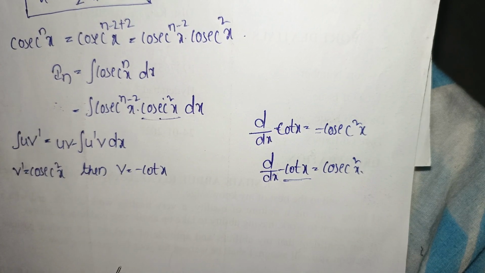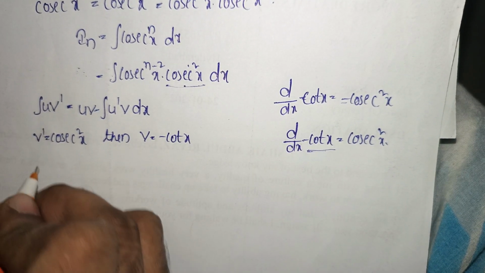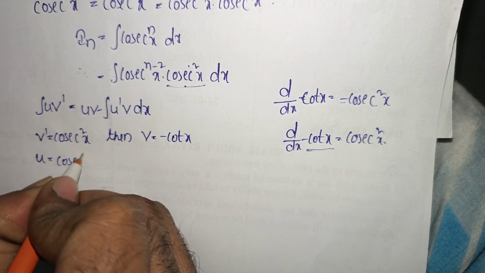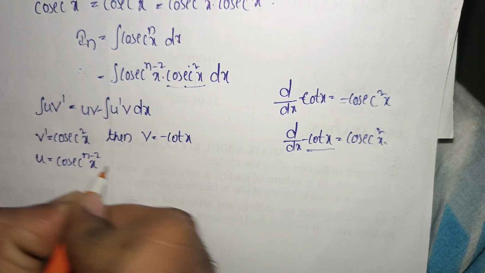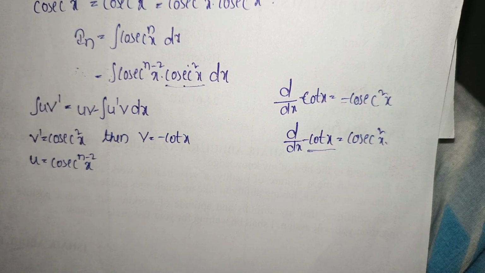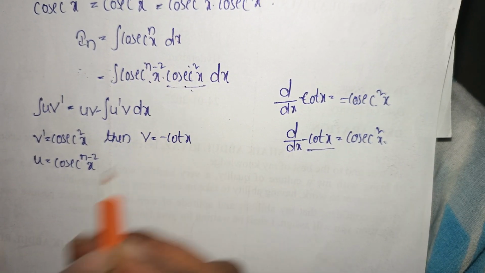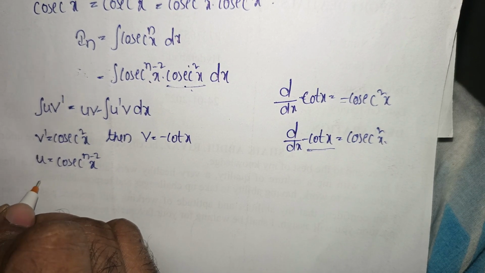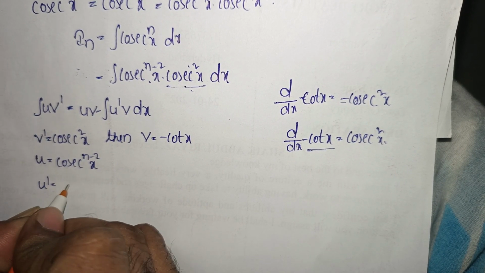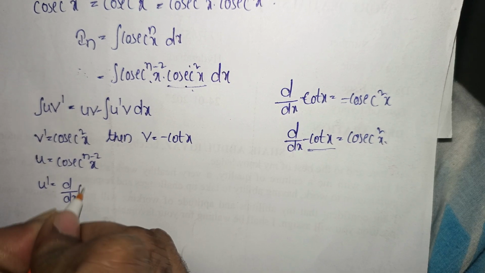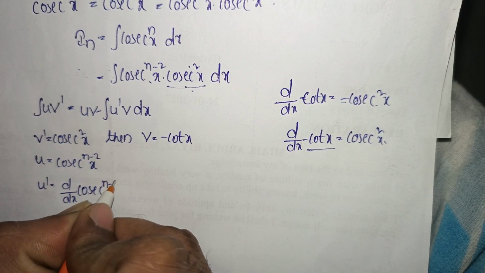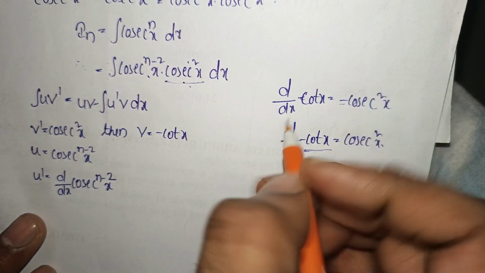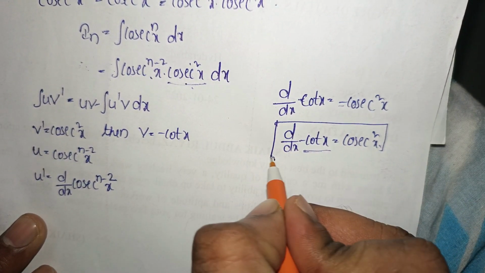Next, what is u? U is cosecant to the power of n minus 2 x, right? This is u, this is v dash. So what is u dash? U dash is nothing but the derivative of this. So we are going to differentiate d by dx of cosecant to the power of n minus 2 x. You have to remember each and every formula.